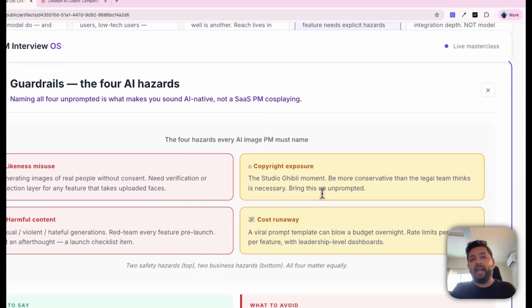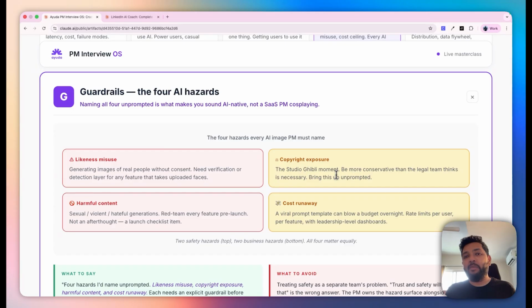Then we look at the guardrails, right? Of course, for all AI products, the guardrails are extremely important because almost everything can be misused when it comes to LLMs, when it comes to AI. So that is something that you have to be careful about. Everything that can be misused will be misused. That's the assumption that you go with as an AI PM, and you talk about these 4 things.